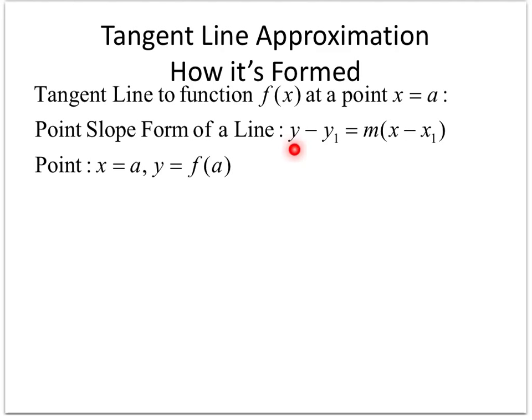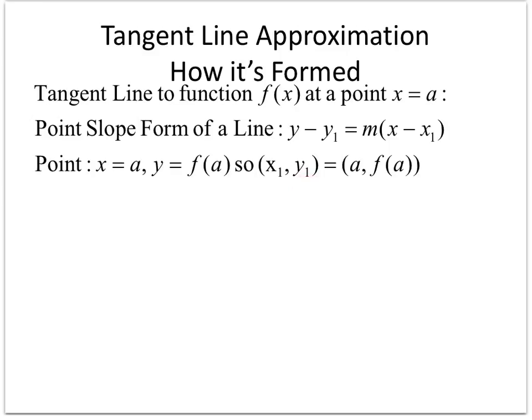I know these kind of look weird when they flip. I'm going to call my point A. So my y value would be my function evaluated at A. That my x1, y1 is A, comma, f of A. So all I've done, I'm calling it different things. Why am I calling it different things? Because I'm going to substitute this stuff into my point slope form of a line equation.